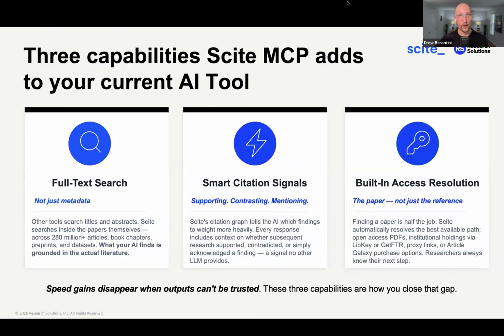So we have a very long list of access resolution that we do, going from open access PDFs to any institutional holdings that you have through specific integrations like LibKey or GetFTR. We do proxy links. We've handled a wide range of use cases here to, again, give you the response and make it easy so that you can get all the way to that ultimate source material as fast as you can. So the speed is there to get it in front of you so you can spend more time getting to that source material.